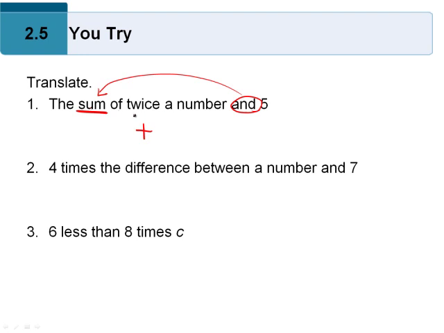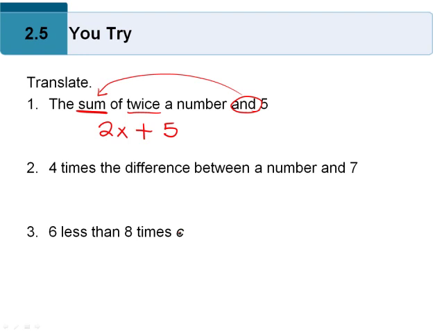So we have to put twice a number on the first side of the plus sign. So twice, remember, is 2 times. So that would be twice a number, 2 times x, the sum of that, and 5. So you should have gotten 2x plus 5.